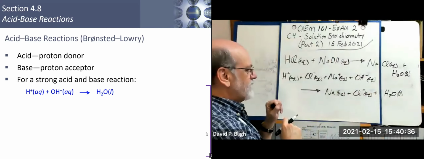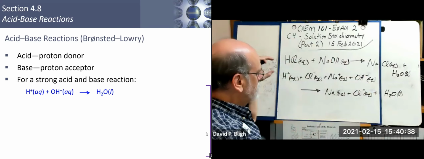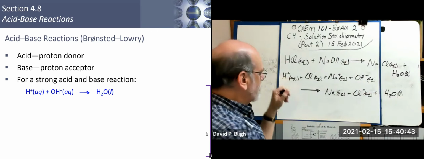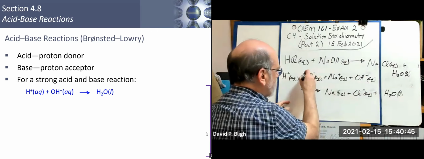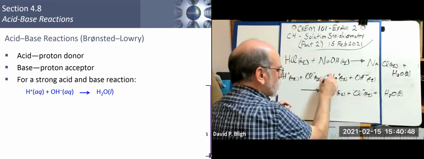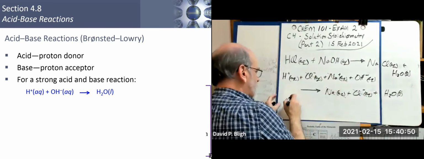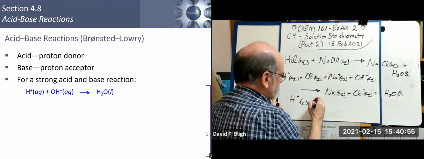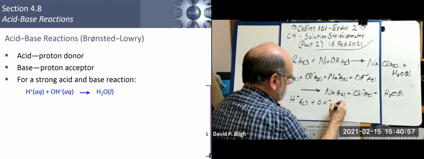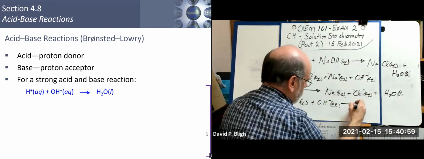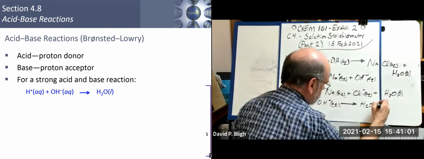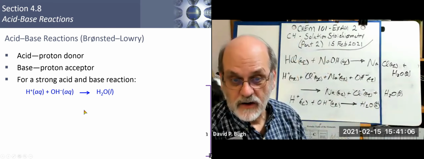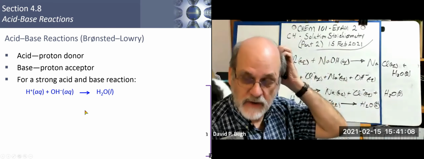Okay? So there's your molecular equation, your complete ionic equation. And notice you've got chloride on both sides, you've got sodium on both sides, and your net ionic equation is this. Okay? That's the net ionic equation for an acid-base reaction.